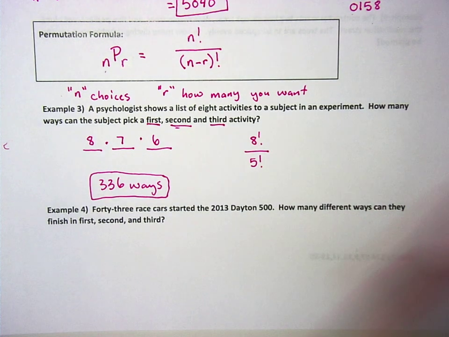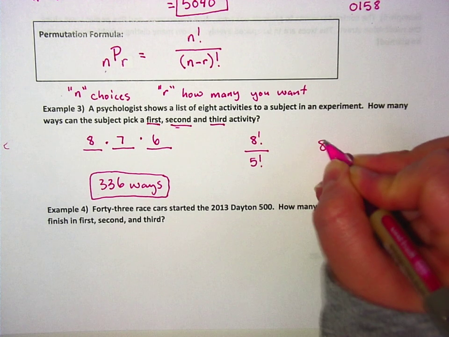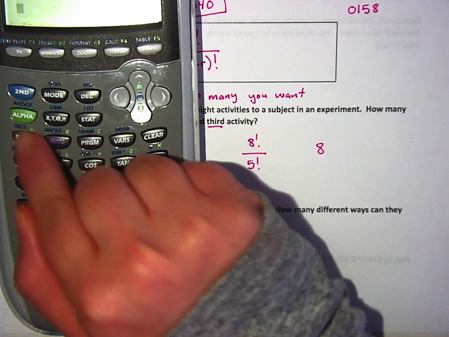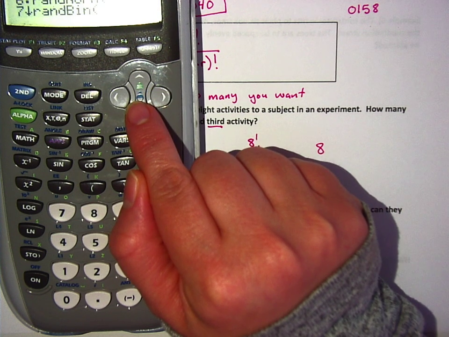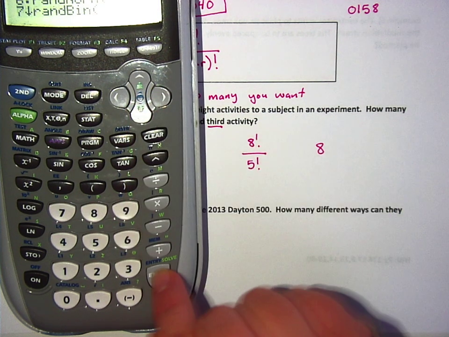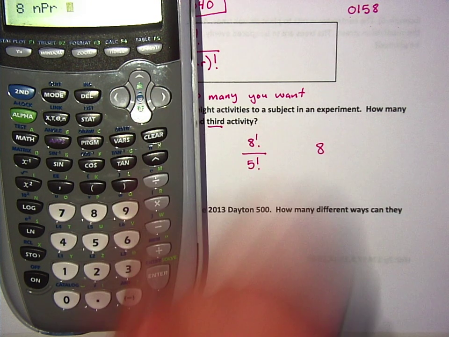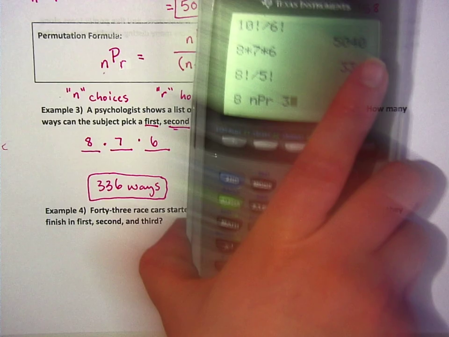Which should also get you 336. And then the final way is something, there's actually a permutation key in your calculator. So everybody type in 8 into your calculator right now. And then go to math, probability. Do you see the NPR? Click that one. And then on the other side of it, you're going to write 3, nPr 3, like that.